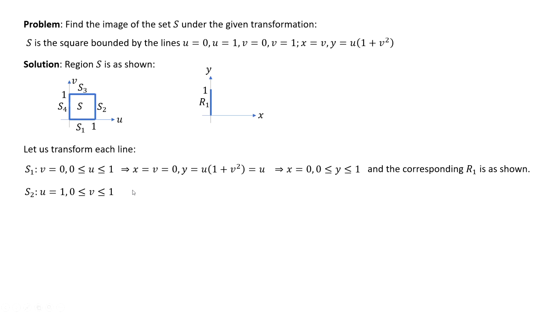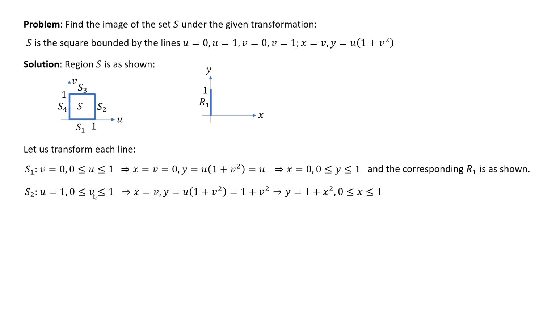If we were to use the transformations, X equals V and Y apparently is U times (1 plus V square), but U happens to be 1. So if we plug that in, Y is simply 1 plus V square. So what's with this one? X equals V and Y equals 1 plus V square, and V is restricted to be between 0 and 1. That means x is restricted to be between 0 and 1 since x equals v.